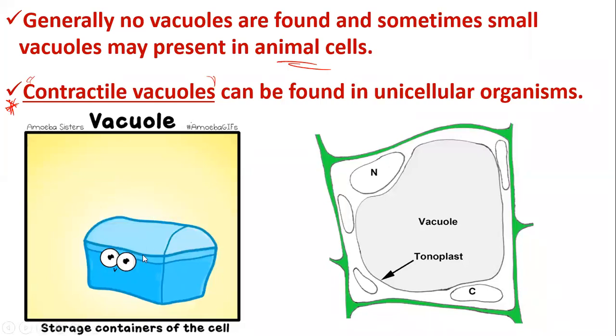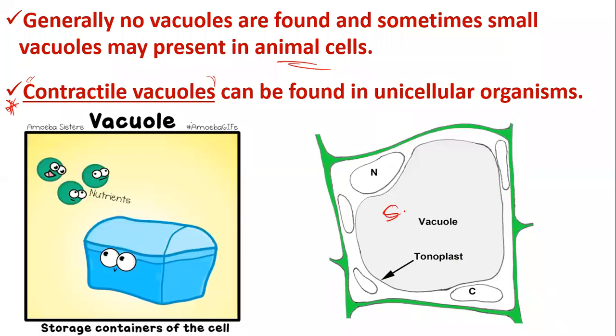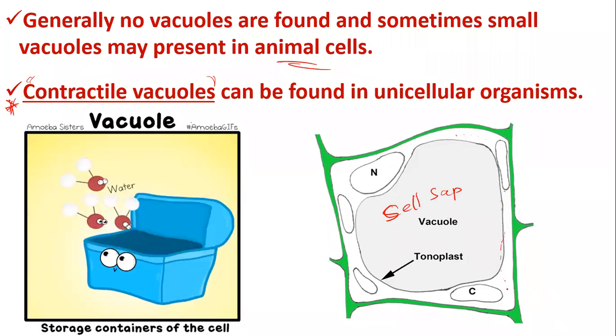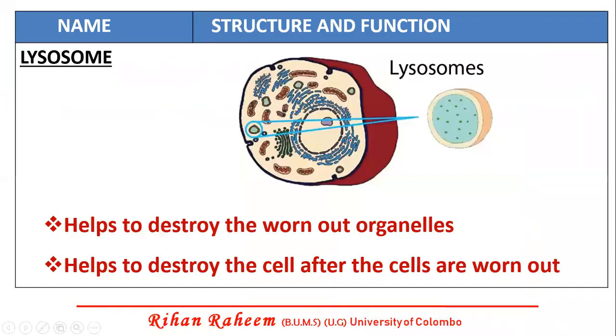Understood? So this is the vacuole. It's like a storage box. When something comes extra, it will store and keep it. The membrane is known as the tonoplast. The middle part is known as the cell sap. So because of the large centralized vacuole, who is pushed to the corner? Cytoplasm. The cytoplasm and the nucleus. Even the nucleus. Okay, so now I think you all are really understanding about plant cells, no?